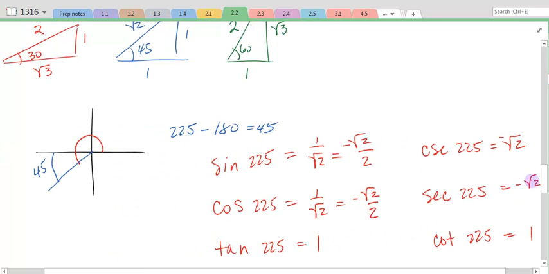So by using reference angles and only really having to know the first quadrant, I can figure out what all 6 trig functions are of 225, which is occurring down here in the third quadrant.